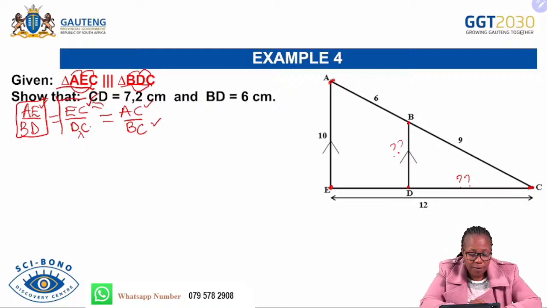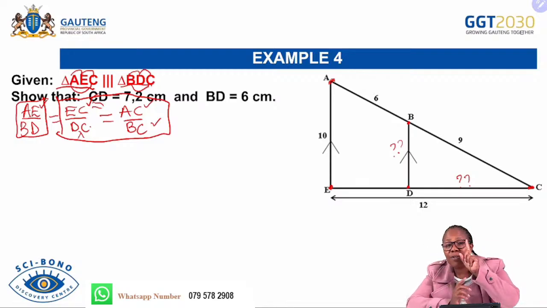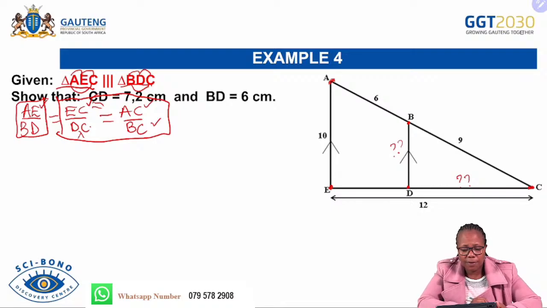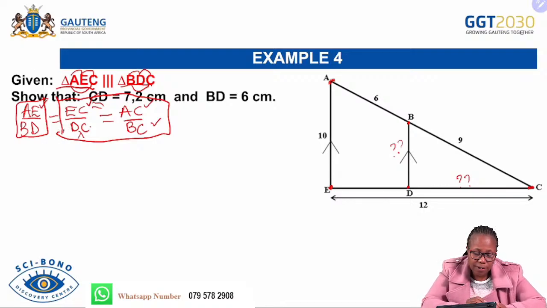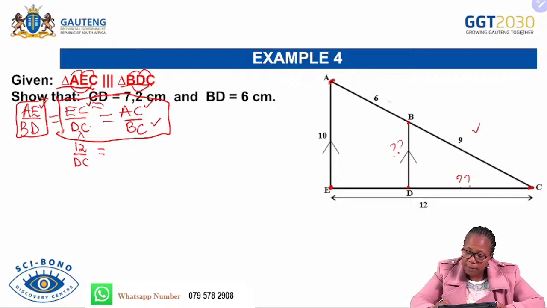Can you see, grade 12? Now we are left with only one unknown, which is DC. Then we go for that ratio, which has one unknown. So we can now conclude that we are only going to use EC over DC equal to AC over BC. We suspend the first one. We are not going to use it. So EC, how much is EC? That is 12. Substitute, then we leave DC because we are looking for that. How much is AC? That is 9 plus 6, which is equal to 15. How much is BC? That is 9.